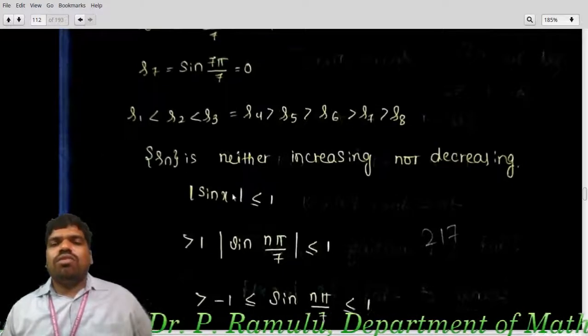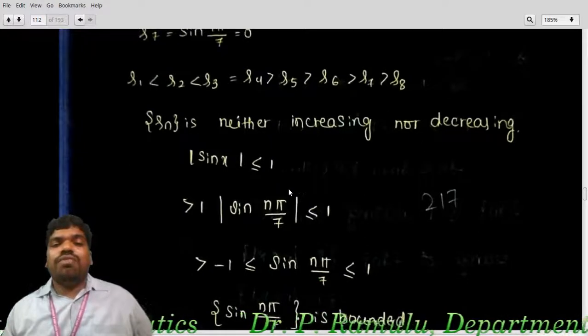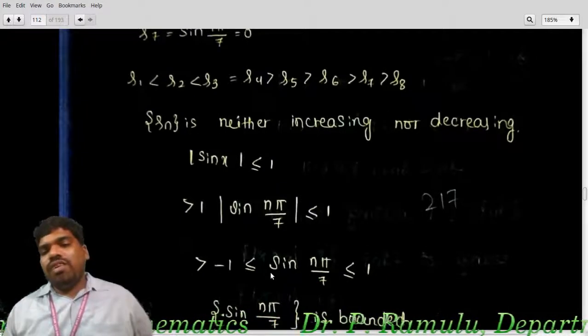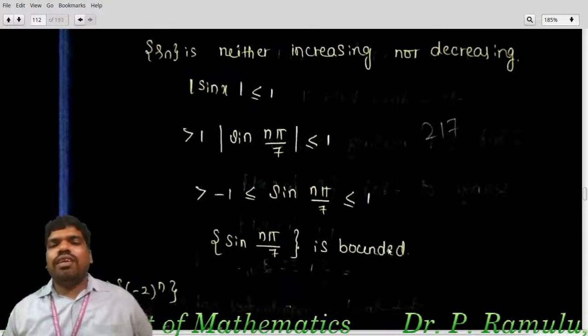We know that mod sin x is less than or equal to 1. That means the values of sin n pi by 7 also satisfy minus 1 less than or equal to sin n pi by 7 less than or equal to 1. Therefore, sin n pi by 7 is bounded.